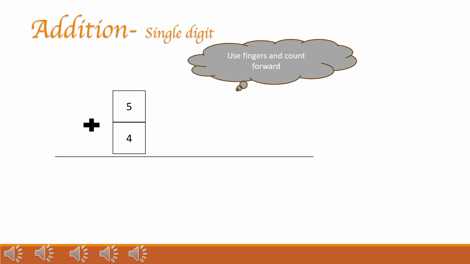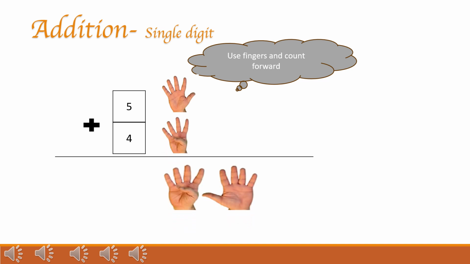Here we have to add 5 and 4. So for number 5, we'll get 5 fingers. For number 4, we'll open up 4 fingers. Now what we will do is the forward counting. The larger number is 5. So after 5, we have 4 fingers left and we will do the forward counting.